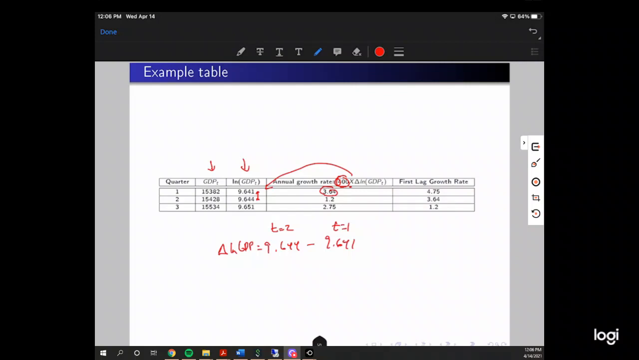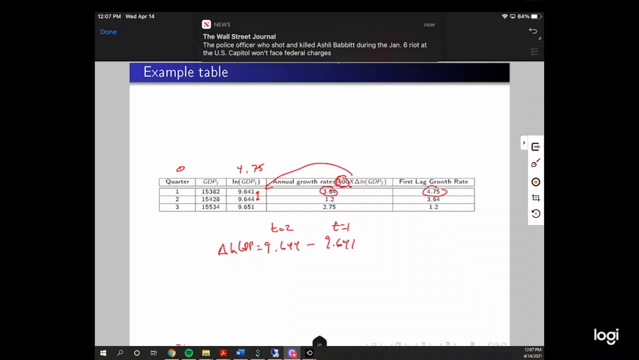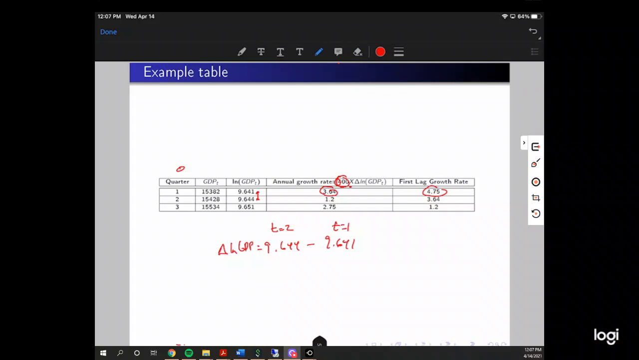The first lag growth rate is 4.75. Doesn't show up on here, but that would be quarter 0. If we had it written down up here in our table, we would have 4.75. It would be here, 4.75. The lag growth rate for period 2 is just going to be 3.64. So we're taking these values and moving them up like this.